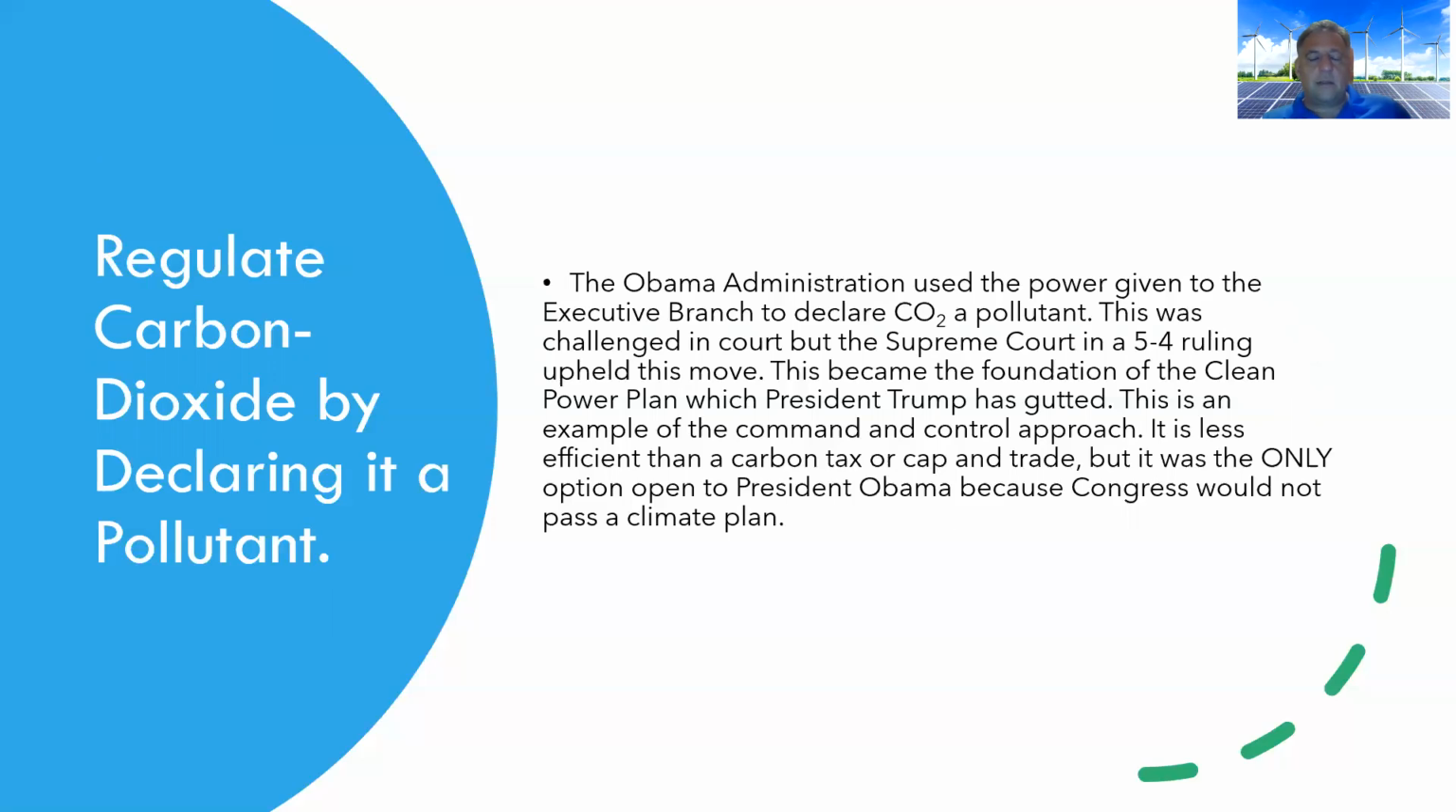So the third approach, and this is what the Obama administration picked, is the least efficient, but it was the only choice they had because Congress wasn't going to support their efforts to do something about climate change in any way. Now, the Obama administration used the power that was given to the executive branch under the Clean Air Act to declare CO2 a pollutant. This was challenged in court, but the Supreme Court in a 5-4 ruling upheld this move. This became the foundation of the Clean Power Plan, which President Trump has gutted, but maybe it will be brought back in some form in the future.